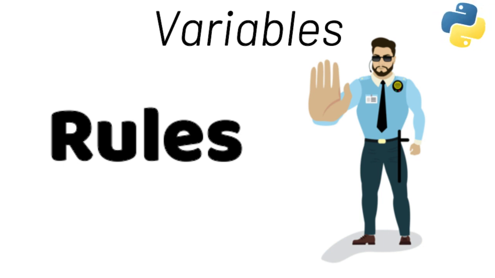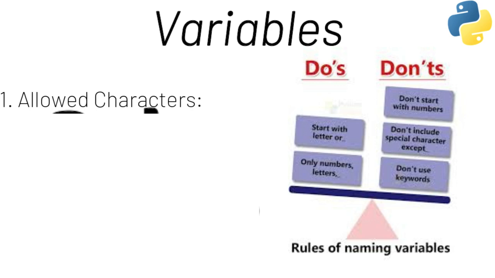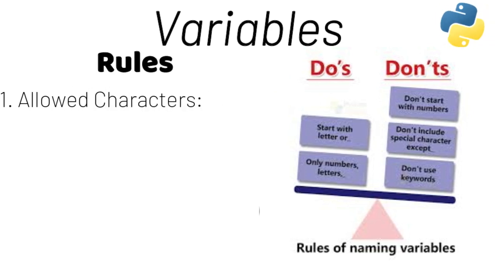Naming and using variables rules. First, allowed characters. Variable names can only contain letters, numbers, and underscores. They can start with a letter or an underscore, but not with a number.